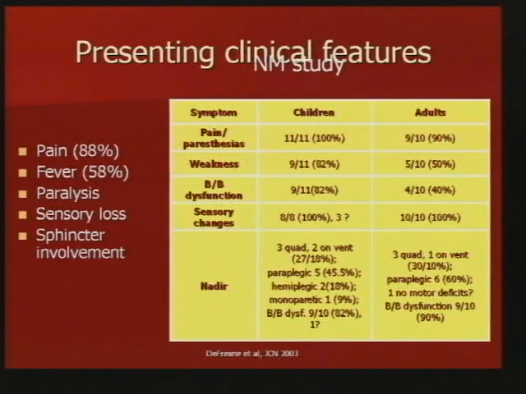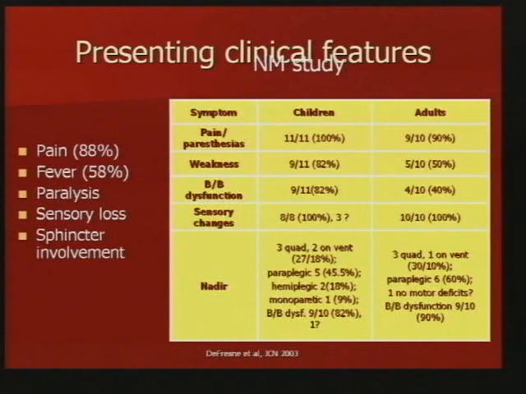Do we have electrical gremlins or what? And they found that a lot of them presented with fever. That question came up yesterday, and there was a very high incidence of fever in this study. Then, of course, paralysis and sensory loss, which is what really defines the spinal cord injury, and then sphincter involvement.